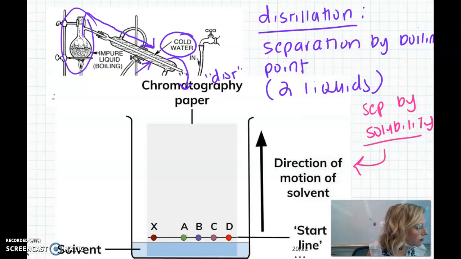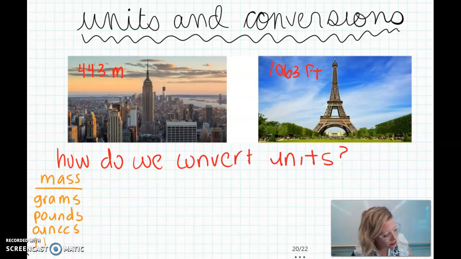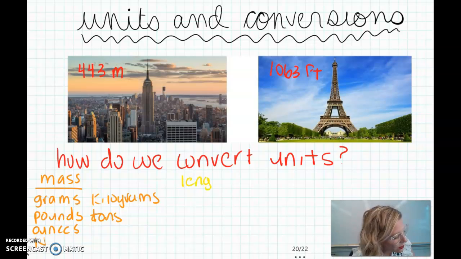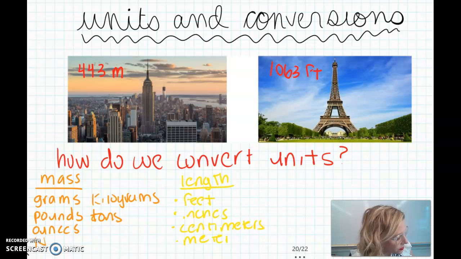Okay, we can measure mass in tons. Okay, what about how do we measure length? So we measure length in feet, according to my students last year. We measure it in inches. We measure it in centimeters. We measure it in meters. Okay, and we measure it in miles.